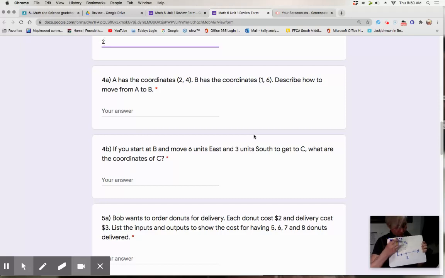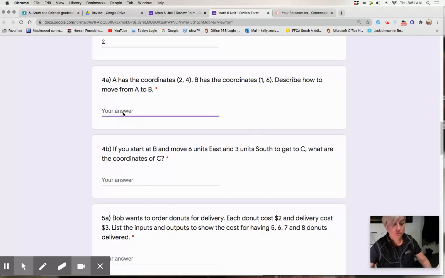So to describe how to get from point A to point B, first we would describe the left-right action. To get from an x value of 2 to an x value of 1, I have to go 1 to the left. Okay, so I am going to type in for 4a, move 1 left. After I've moved 1 left, I'm right here. I still need to get from a y value of 4 to a y value of 6, so that means I need to go 2 up. So the second part of the description is 2 up.